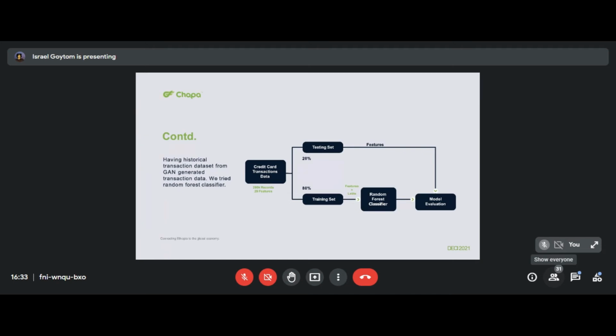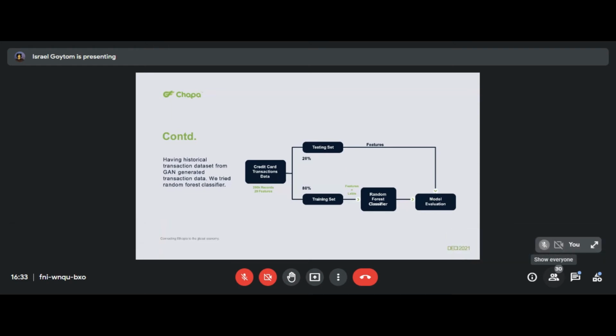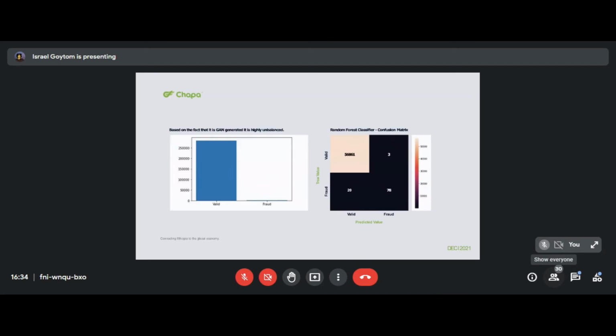Then we try a very simple random forest classifier. We have credit transaction data, say 280,000 records, with 29 features. We divide them into testing and training sets, 80-20, and then label them: we have the features, then we have the labels. Then we train the random forest classifier. This is how you understand it from the data, because it's highly unbalanced.